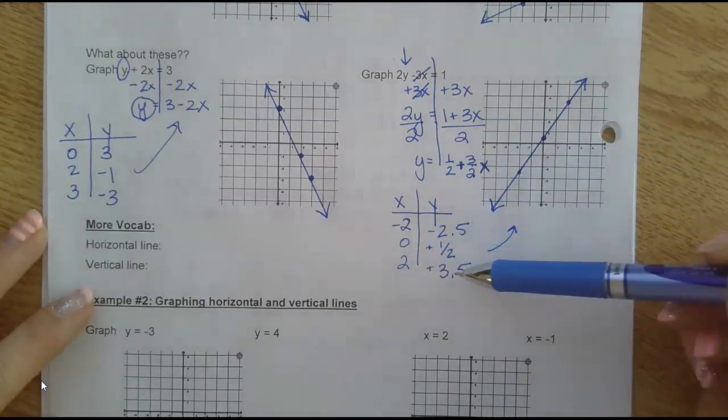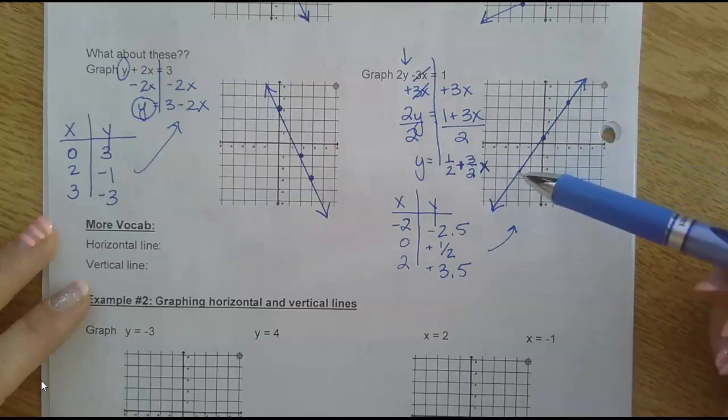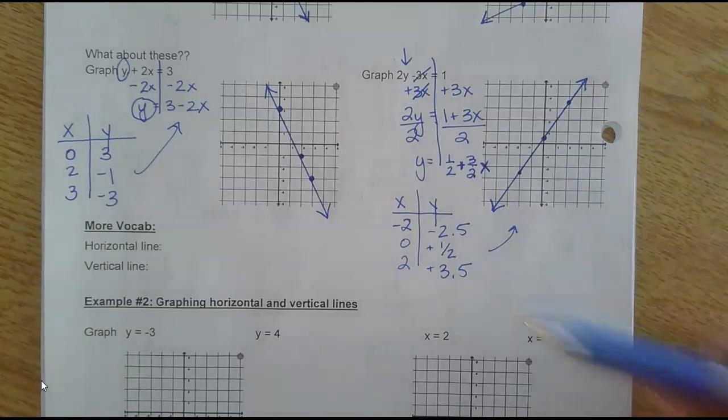Okay, check your math here. That's what I got when I finished the table, which gave me these dots, these coordinate points when I graph them, and they make a straight line. Connect them with arrows on both ends.